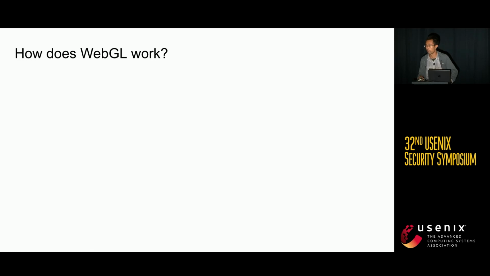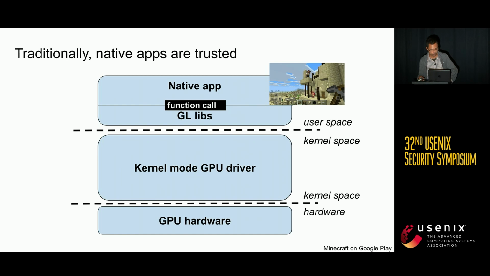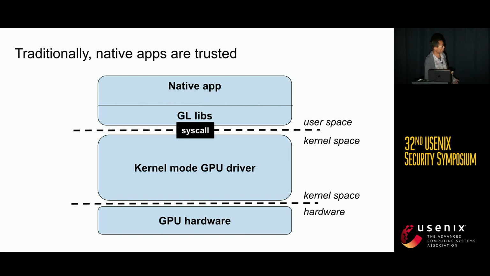Before we talk about the security characteristics of WebGL, let's see how it works first. OpenGL is the graphics framework that WebGL is based on. Let's first have a quick recap on how OpenGL works. The dashed line separates user space, kernel space, and the hardware. A native app, like a game, which is trusted, wants to use the GPU, so it will first link the GL library. It will issue function calls into the GL library, and the GL library will issue syscalls to the GPU driver. The GPU driver is in kernel mode.